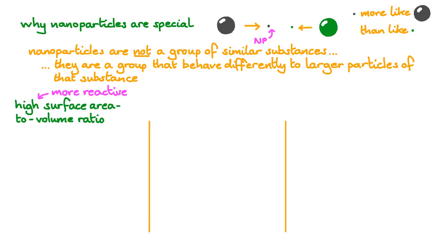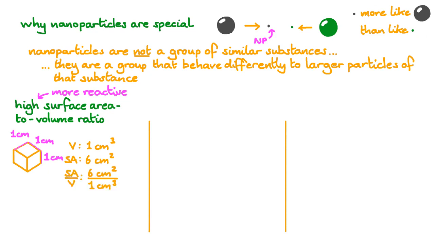The first feature is that they have much higher surface area to volume ratios than larger particles, making them much more reactive. Let's imagine we've got a sugar cube that is 1 centimetre along each side. The volume of the cube is 1 centimetre multiplied by 1 centimetre multiplied by 1 centimetre, 1 centimetre cubed. A cube has 6 faces, and each face is 1 centimetre by 1 centimetre, so the total surface area is 6 centimetres squared. This gives us a surface area to volume ratio of 6 square centimetres for each cubic centimetre.